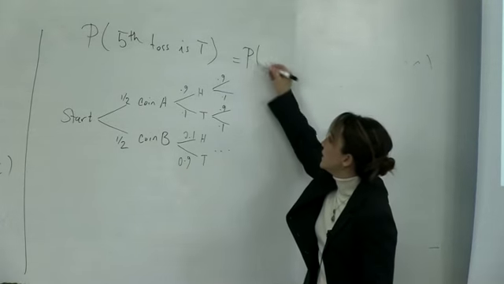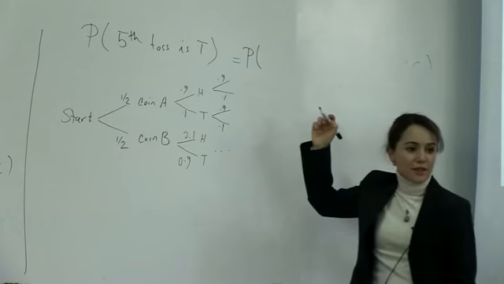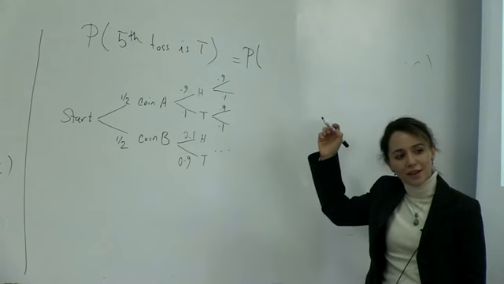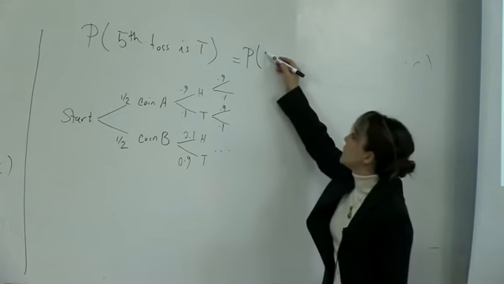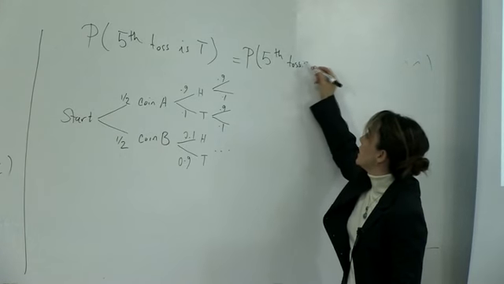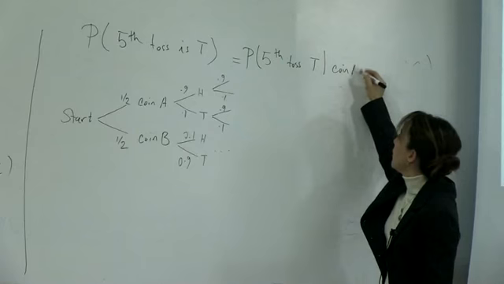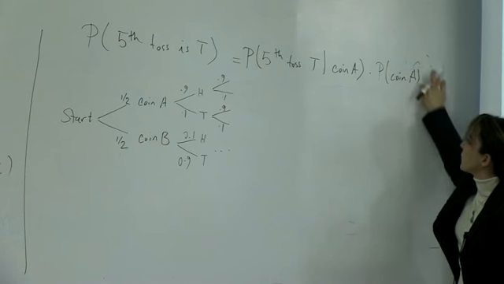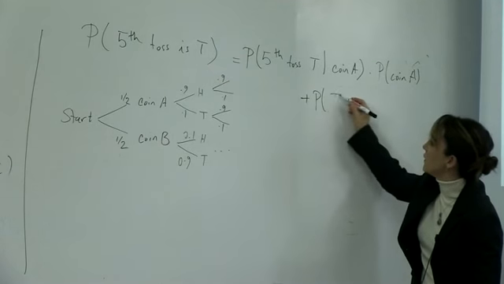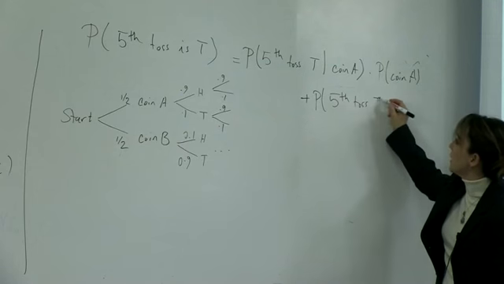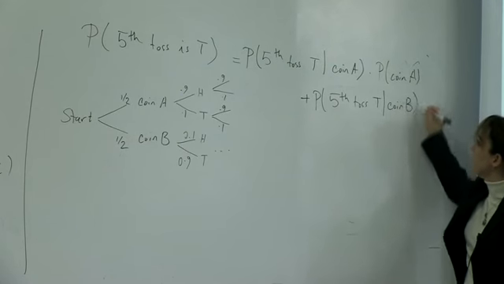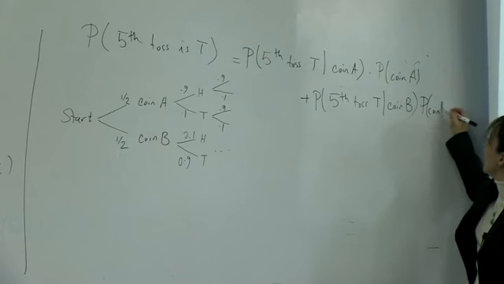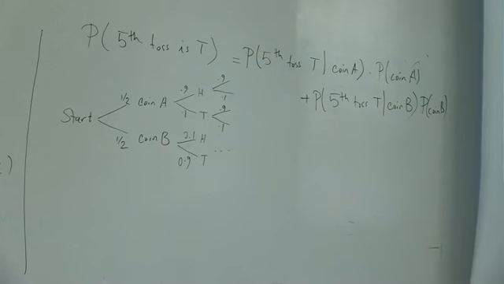So I can break this into an event and its complement. Let the event be pick coin A. This is the probability that the fifth toss is tails given I picked coin A times the probability of picking coin A, plus the probability that the fifth toss is tails given I picked coin B times the probability of picking coin B. Because coin A and coin B are the only two possibilities, so they are the complements of each other.